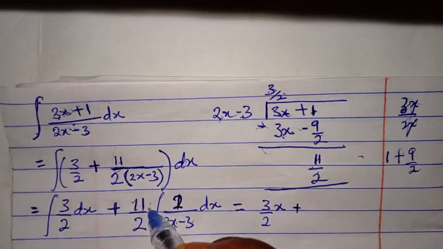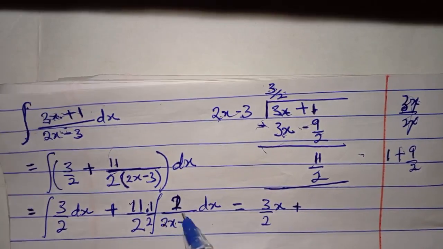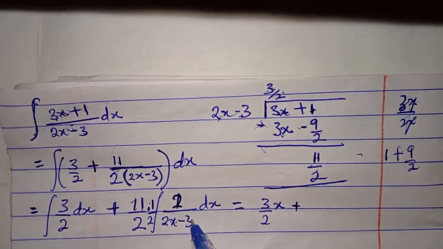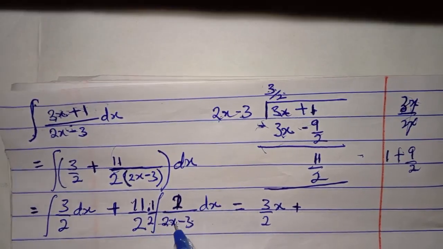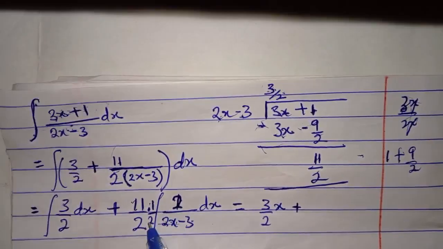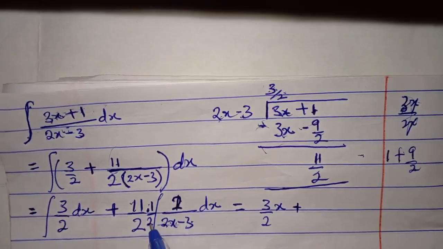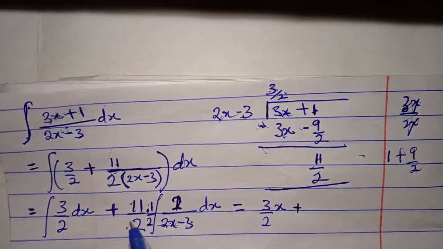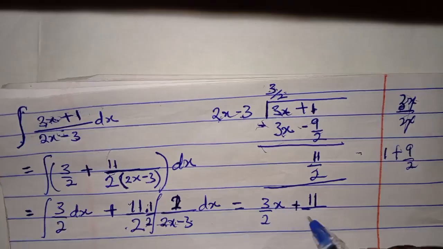But I want to bring that 2 outside as 1 all over 2. I don't need it inside. This is what I need inside because it is the derivative of 2x minus 3. So if I must multiply that 1 by 2 so as to make the numerator 2, I must also multiply the bottom by 2 so that 2 divided by 2 will cancel out. But I don't need this 2 inside, that's why I'm bringing it outside. So we now have 11 times 1 is 11, 2 times 2 is 4.